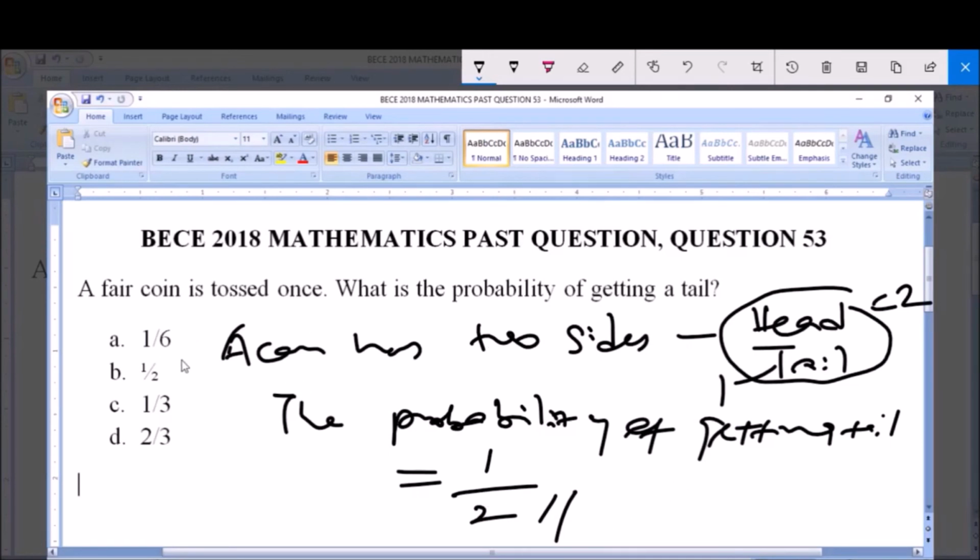And from our options, A says 1/6, which is wrong. B says 1/2, which is very correct. C says 1/3, which is wrong, and D says 2/3, which is wrong. So our correct answer is option B, 1/2.